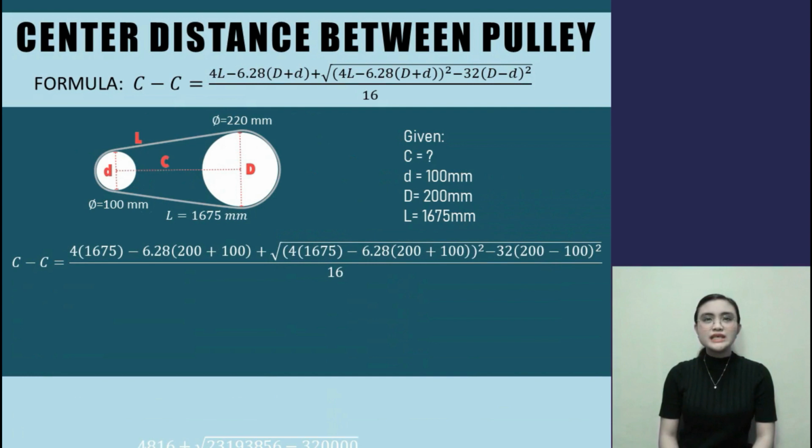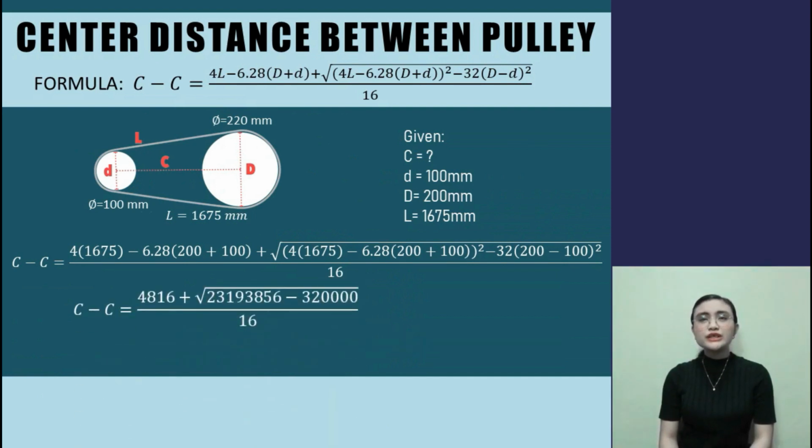So we would come up with CC is equal to 4 times 1,675 minus 6.28 times 200 plus 100, plus the square root of 4 times 1,675 minus 6.28 times 200 plus 100, quantity squared, minus 32 times the square of 200 minus 100, all over 16.